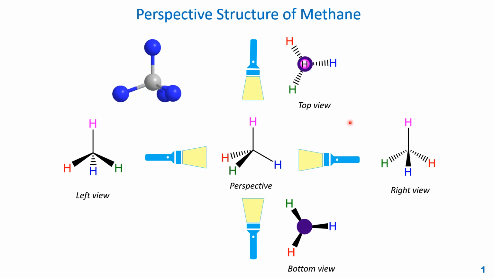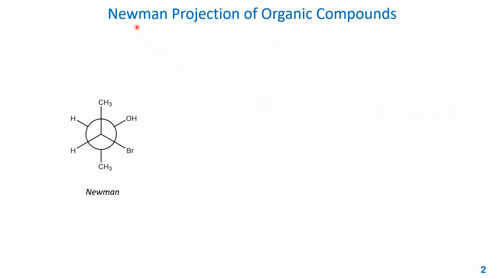Okay, now let's look at the other type of 3D structure. It's called Newman. The Newman projection of organic compounds shows the conformation along two carbons. If you look along two carbons, this is one carbon, a dot in front, so it's the front carbon, and you will see a circle that is the carbon behind it. This shows the relative position of the substituents on these two different carbons.